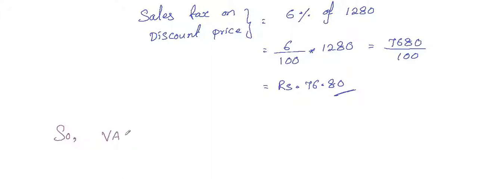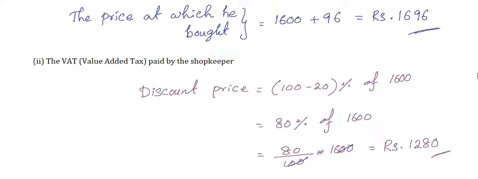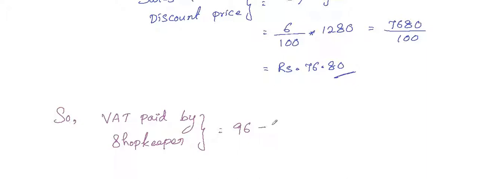So finally the VAT paid by the shopkeeper is the sales tax of original price minus sales tax of discount price, which is 96 minus 76.80, which is 19.2 rupees. So the VAT paid by the shopkeeper is 19.2 rupees. I hope you understand this question.